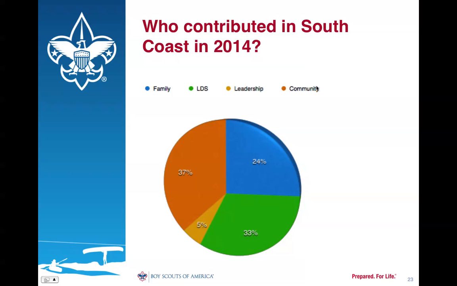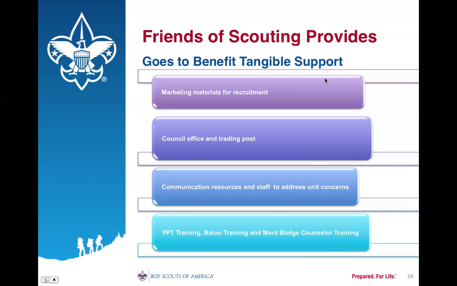Friends of Scouting from last year, if you're looking at who contributed, about 24% came from families, so that would be you guys. 37% came from private donations, so from some of our donors. 33% came from LDS, and 5% came from our leadership.